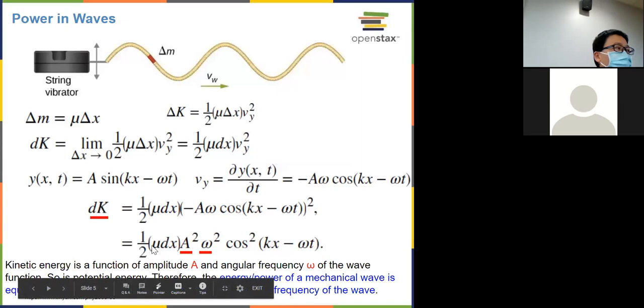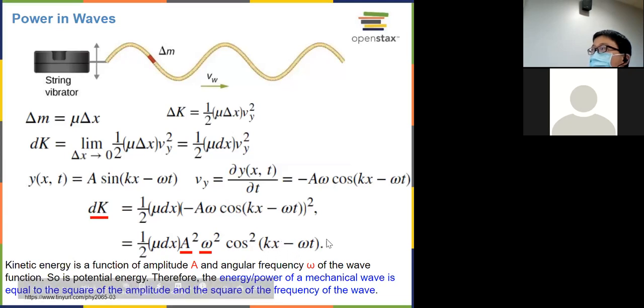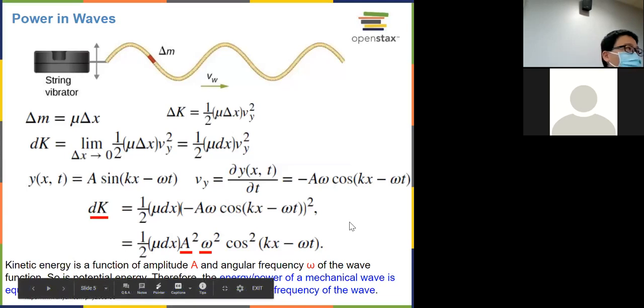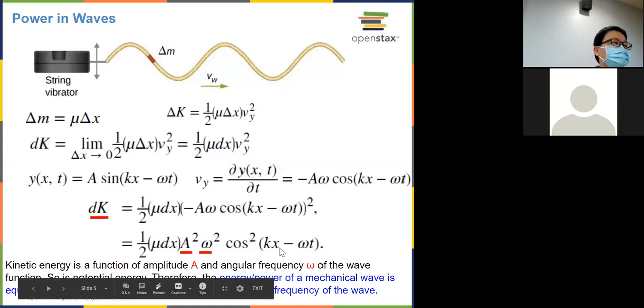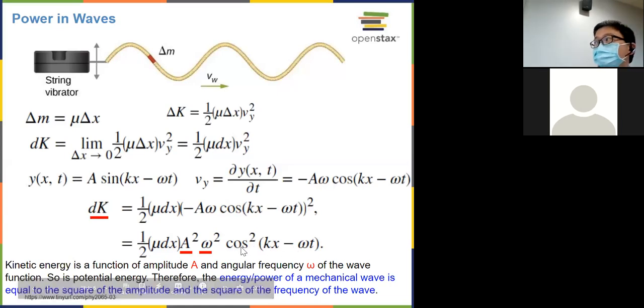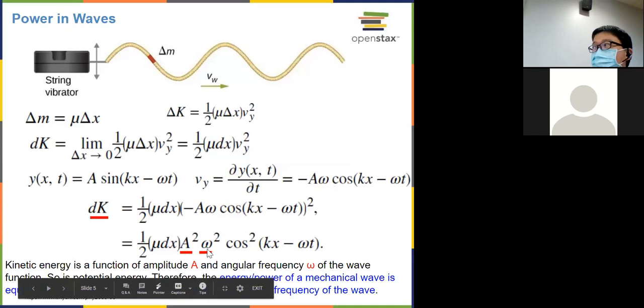So dK then equals 1/2 mu dx, A is the amplitude squared, omega is the angular frequency of the wave squared, times cosine squared of (kx minus omega t). So this is the energy in that small part of the string. You can imagine as the earthquake wave hits, it carries similarly an amount of energy in this form. It might not be exactly a cosine or sine function, but it could be related to the amplitude and the frequency.